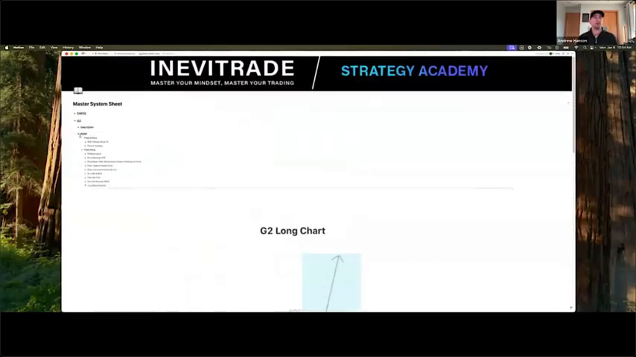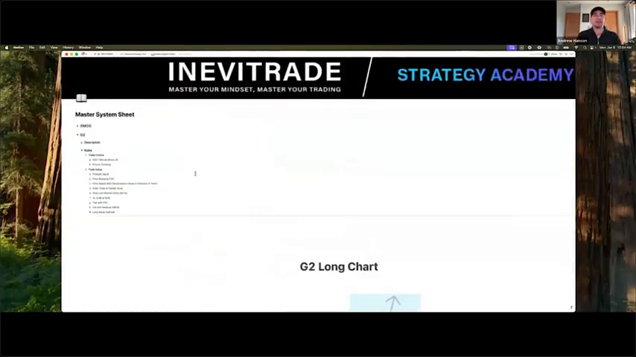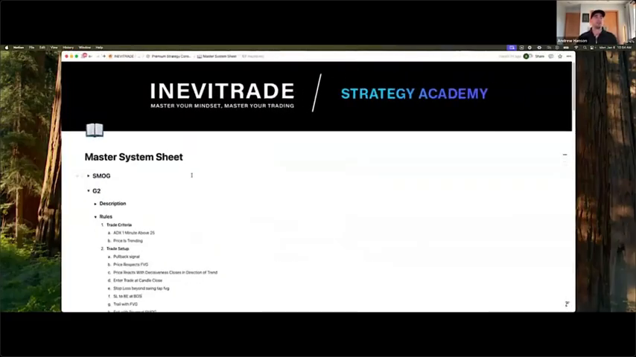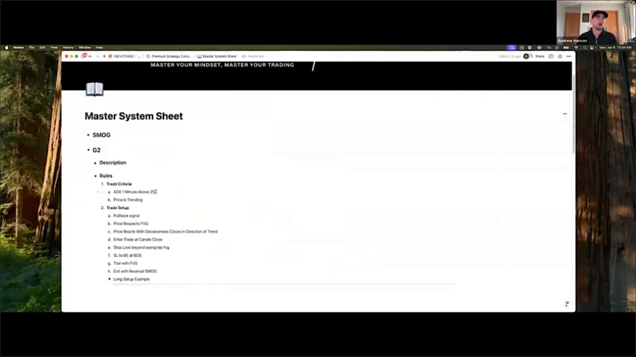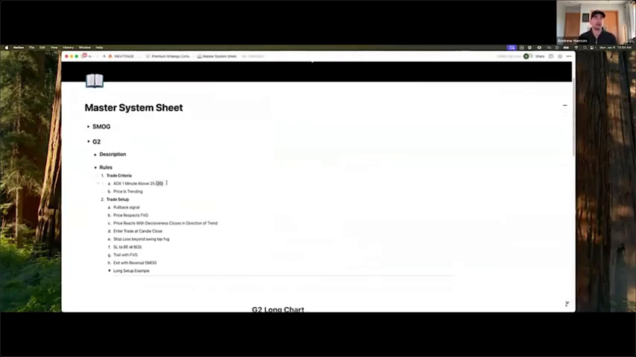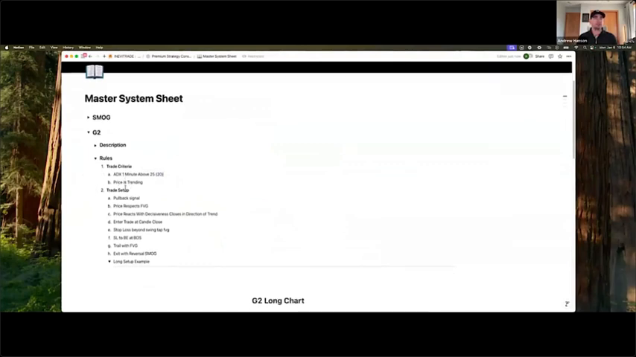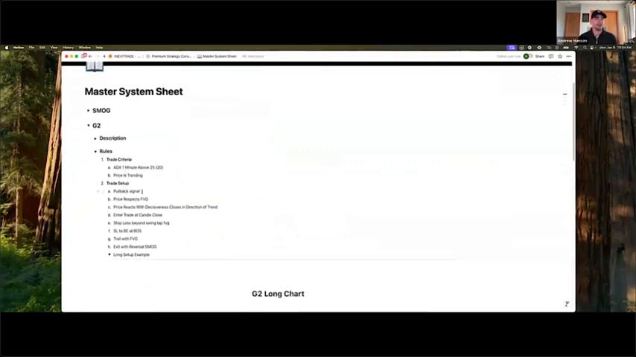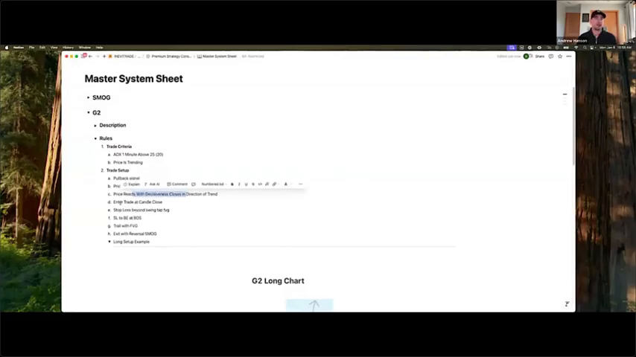If I go up here to the rules, I don't know why that image is so big compared to everything, but here's what we're looking for. So ADX, 1 minute above 25, or you could do 20. You're going to get a few more trades, and win rate is about the same. Price is trending. The trade setup, we're looking for a pullback signal. What is that? That's the OG highlight in a trending situation. We're looking for a price respecting the fair value gap. It reacts and has a close in direction of the trend.